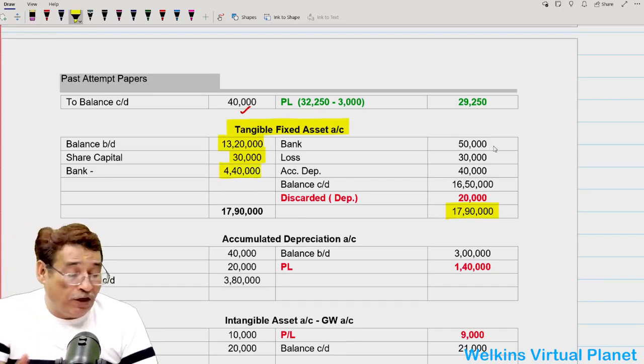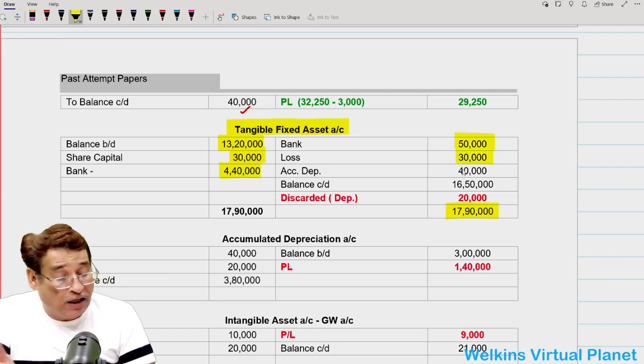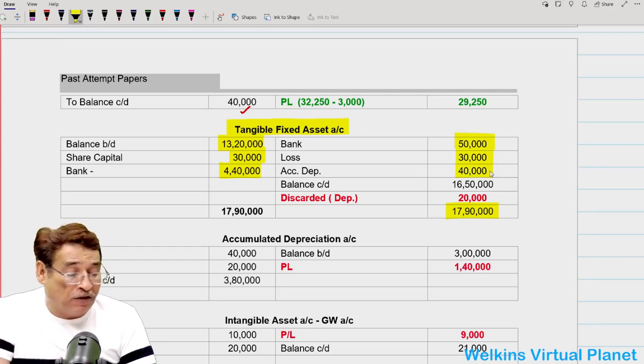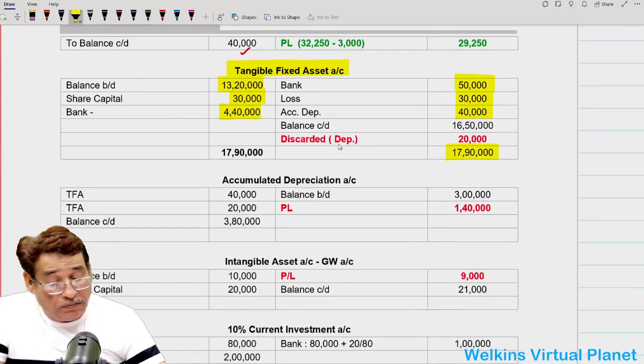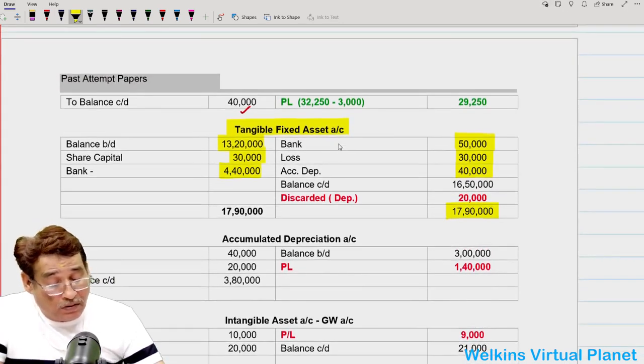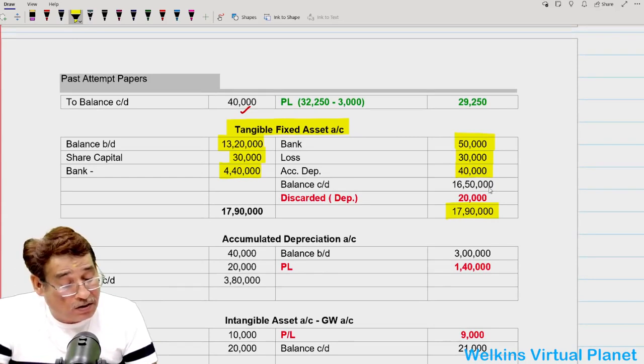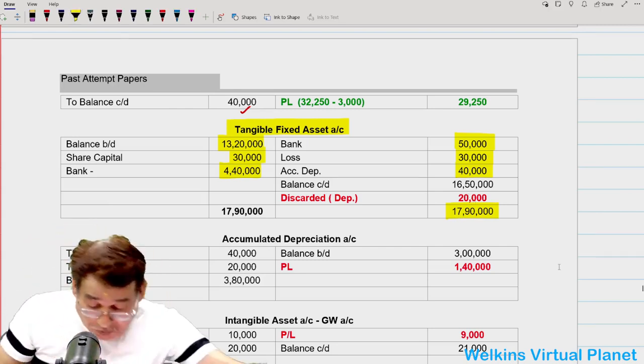Main thing is that we were able to find out that we sold a machinery for 50,000 and we incurred a loss of 30,000 and accumulated depreciation provided on that particular machinery was 40,000. So that is why I have written it is equal to 120. Correct? I have written here balance carried down. What is this? Just wait. Let me compute it again.